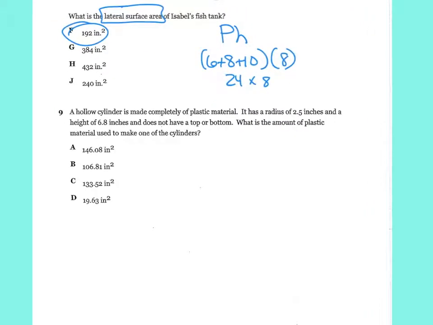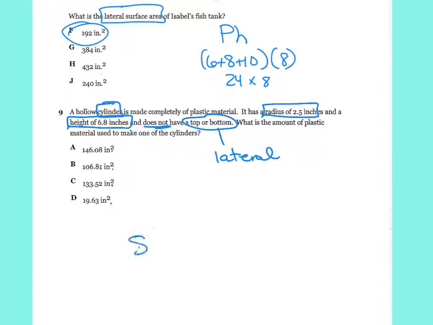Number 9, a hollow cylinder is made completely of plastic material. Cylinder. Has a radius of 2.5 inches and a height of 6.8 inches and does not have a top or a bottom. So that means we're talking about lateral. What's the amount of plastic used to make one of the cylinders? So all these little squares tell us surface area. So I'm going to come under lateral surface area of a cylinder.